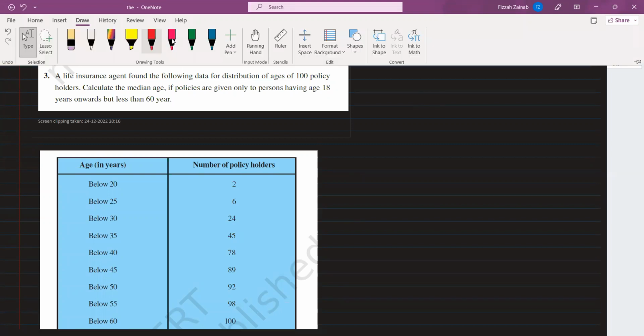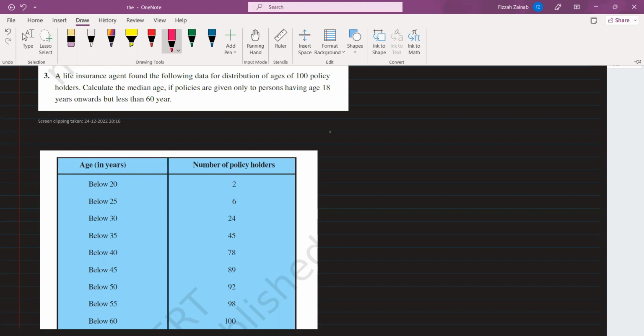First of all, a life insurance agent found the following data for distribution of ages of 100 policy holders. So total policy holders are 100. That means the sum of frequency, capital N, is already given as 100. Calculate the median age if policies are given only to persons having age 18 years onwards but less than 60 years. So your classes will start from 18, right?